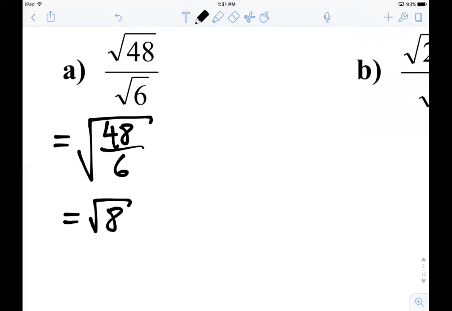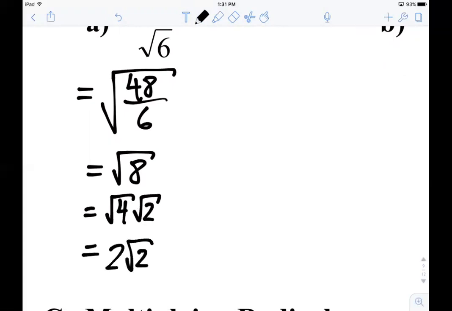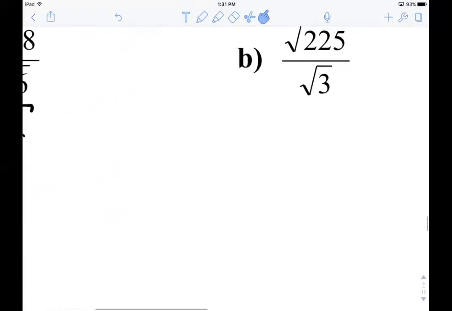And it might seem like we've made that as simple as possible, but then you always need to take a look and ask yourself, can this number 8 be broken up into any factors that can themselves be square rooted? And in this case, 8 breaks up into 4 times 2. So I could break this up into root 4 times root 2, or in its simplest form, it's actually 2 root 2. Let's try another one.